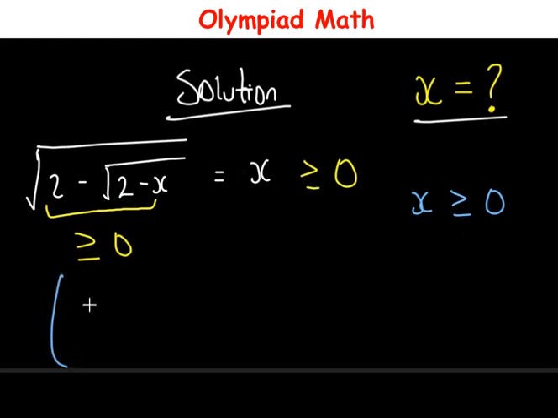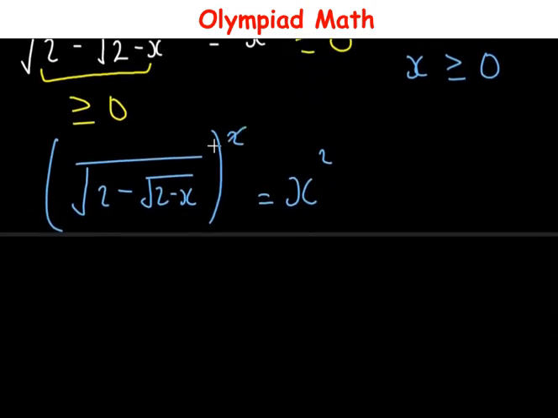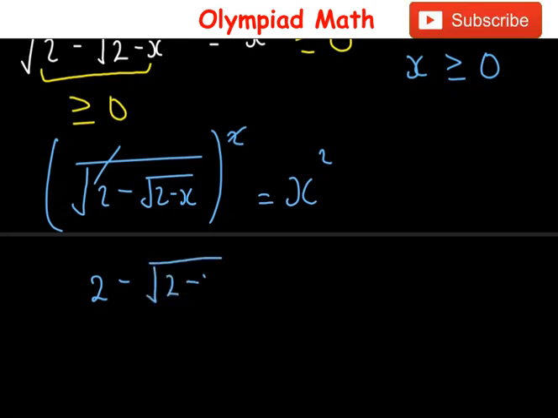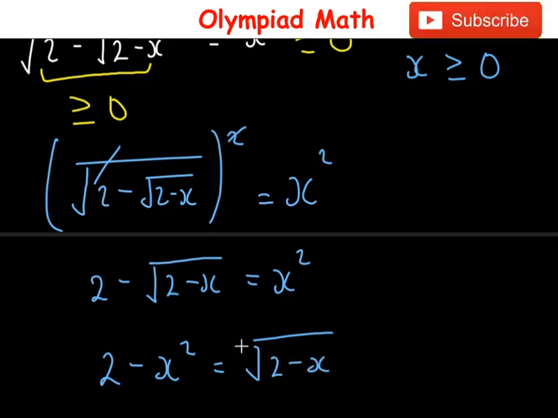We have in brackets square root of 2 minus square root of 2 minus x all squared equals x squared. So from here, the square and square root cancel. We have 2 minus square root of 2 minus x is equal to x squared. Move x squared over to this side and minus root 2 minus x over to the right hand side. We have 2 minus x squared is equal to the square root of 2 minus x.